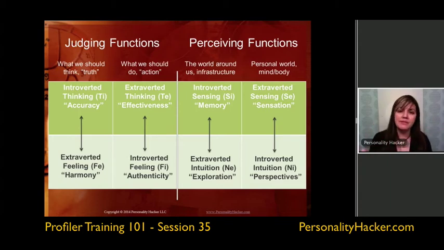Now, the perceiving processes are introverted sensing or memory and extroverted intuition exploration, and that's one polarity, okay, two sides of the same coin, versus extroverted sensing or sensation and introverted intuition, which is perspectives, and those are two sides of another coin. Now, the way that memory and exploration work, now these are not should statements, right? These are just how we see the world and what we're choosing to focus on.